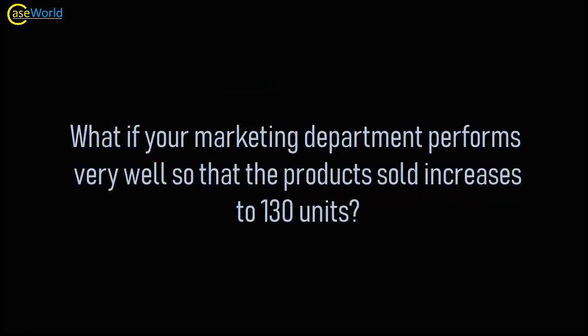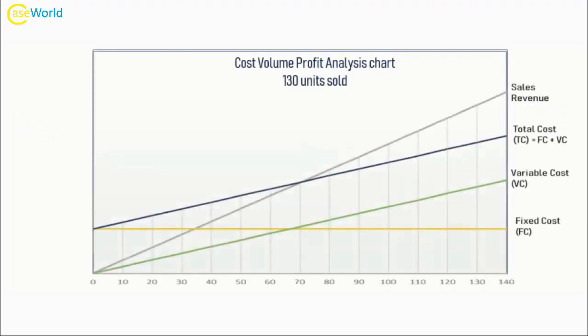Okay guys, we have done our analysis by focusing on the break-even point of the business. Now, let's see what happens if your production and marketing teams are performing very well so that the number of products sold increases to 130 units. Let's see the following chart.